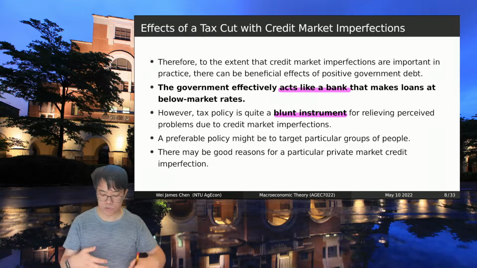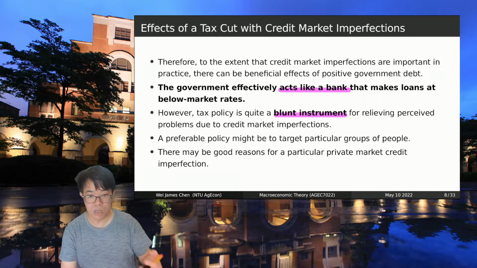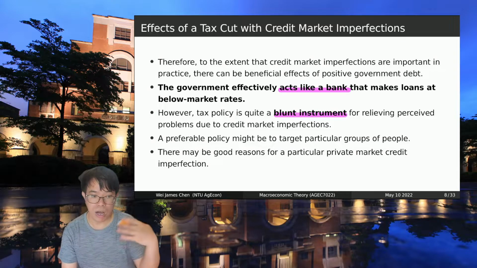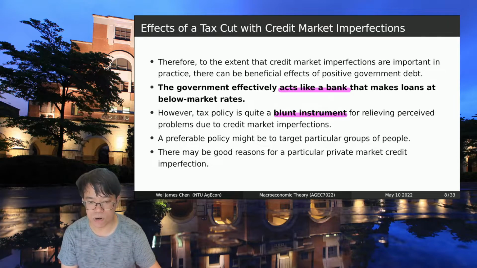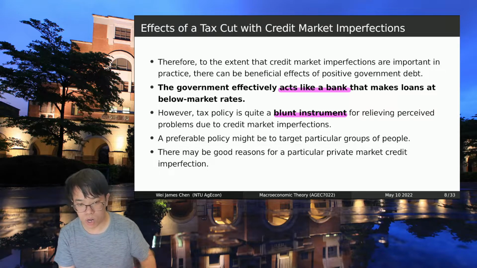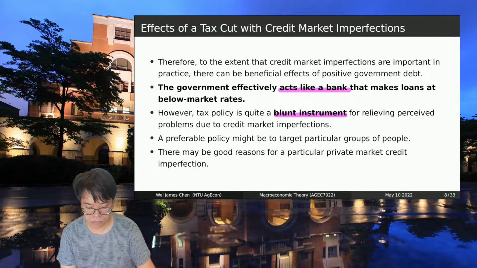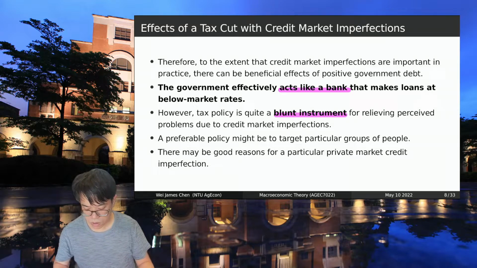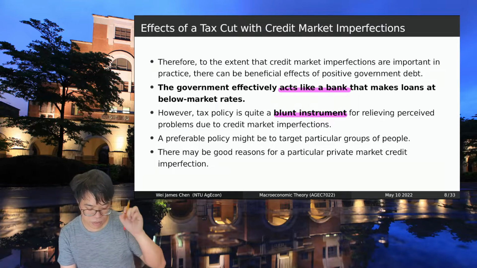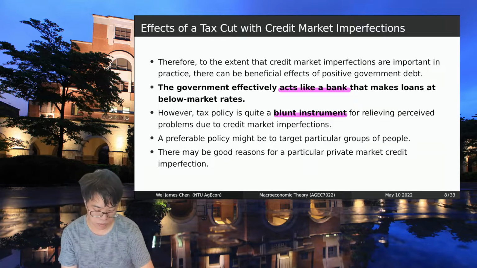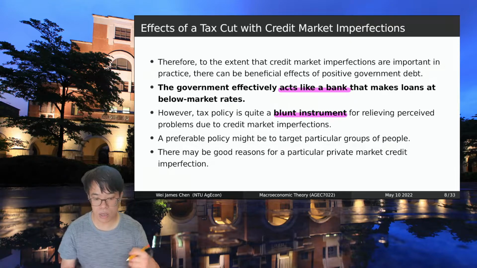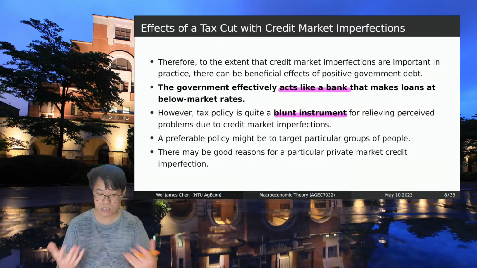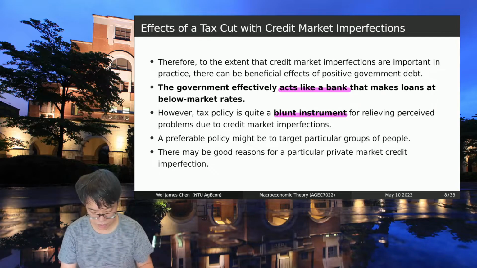And here, similarly, if you are using a tax policy to do this, the tax policy must be applied to everybody, right? We do have some different tax rules for different groups of people, but basically the whole country is applying the same tax law. So that's why it is a blunt instrument. So a preferable policy might be one that targets a particular group of people. Okay. A tax cut will actually make the government spend some money, and there are better ways to spend this money.